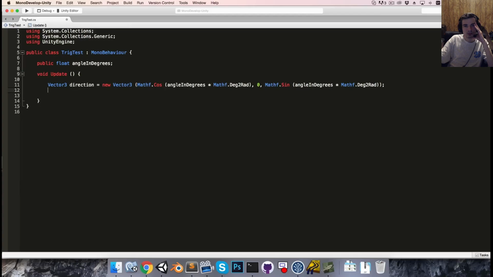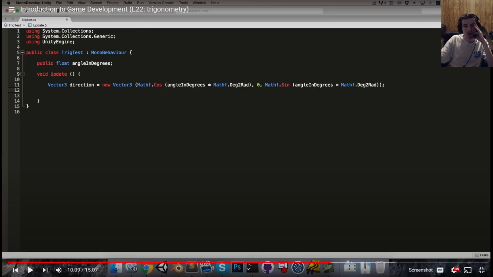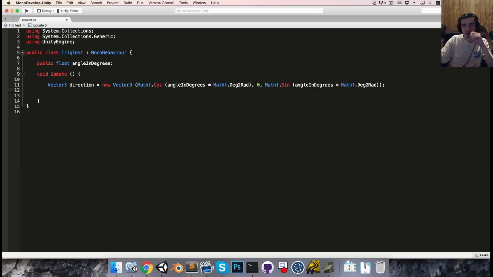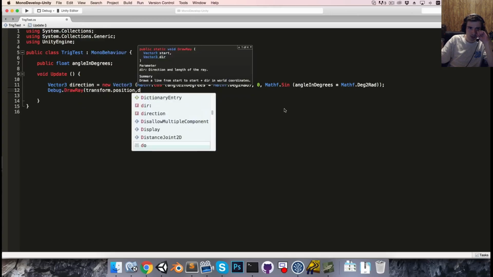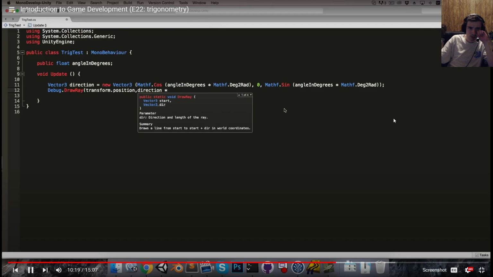Now, just to see what this direction looks like, let's draw a ray. So Debug.DrawRay from transform.position in the direction that we calculated, and we can multiply it by some distance.